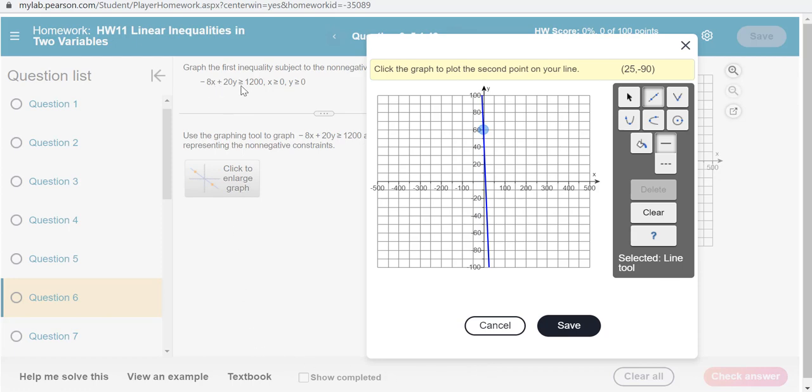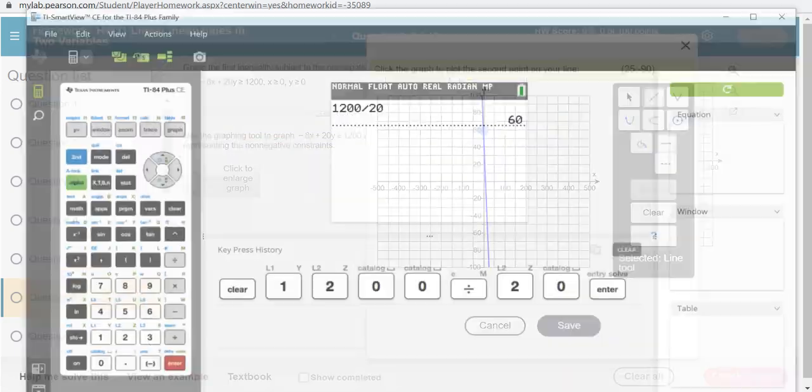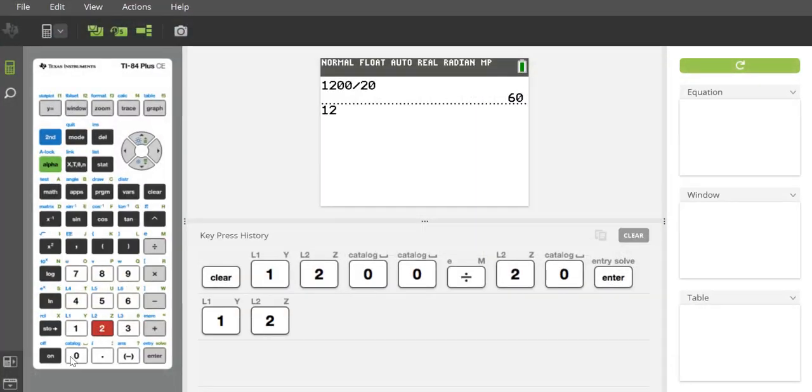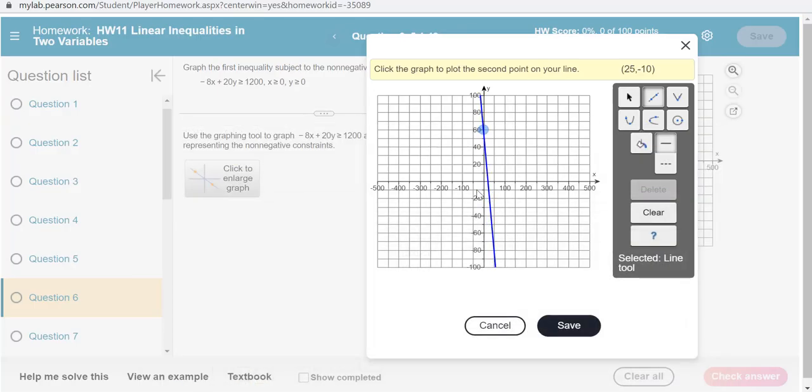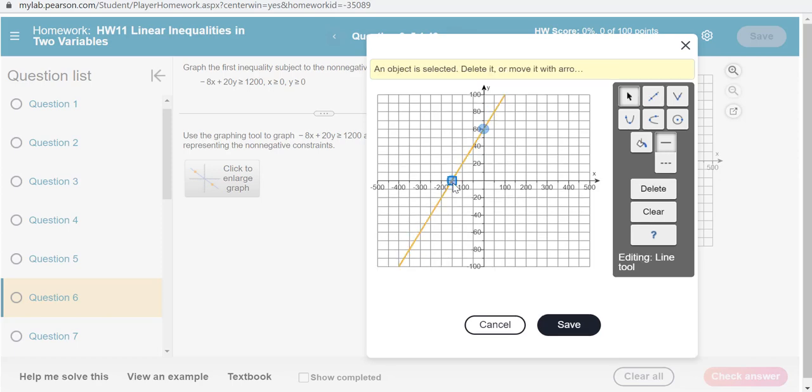And then my second point, I need to let y be 0. So 1200 divided by negative 8 would be negative 150. So I need to go over here to negative 150, 0. Okay, there's my first line.